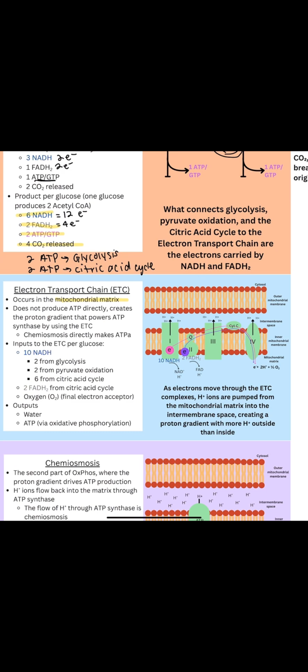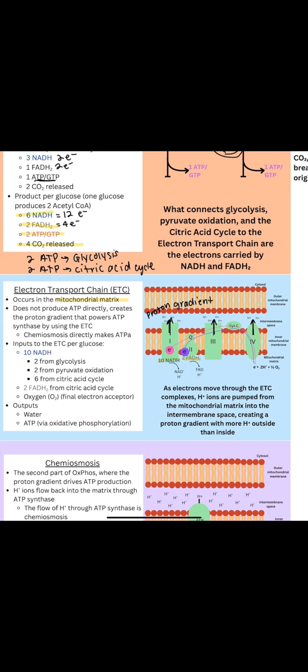Each NADH is going to donate 2 electrons to complex 1, and each FADH₂ is going to donate its electrons to complex 2. As our electrons pass through the complexes, we're going to have hydrogen ions, also known as protons, pumped from the matrix to the intermembrane space. This creates a proton gradient because now we have a lot of protons outside in the inner membrane and fewer protons inside of our mitochondrial matrix.